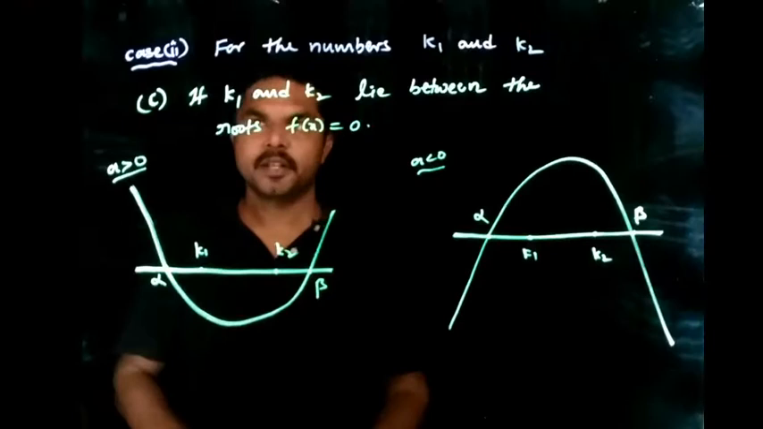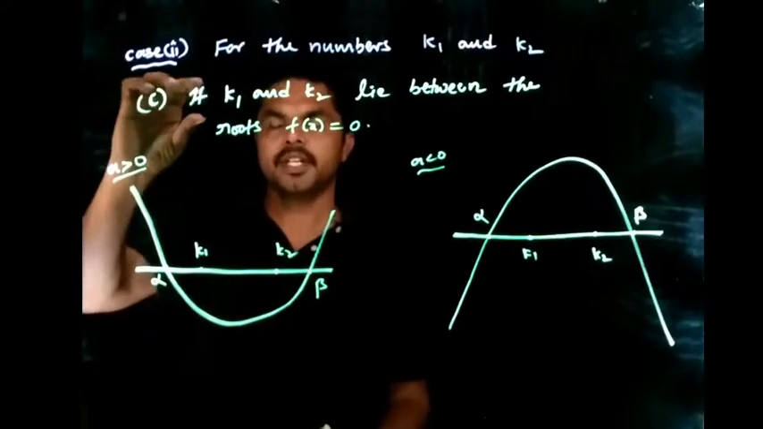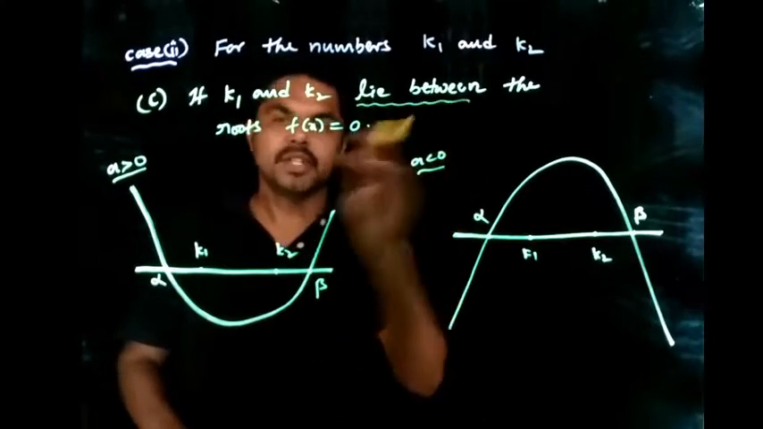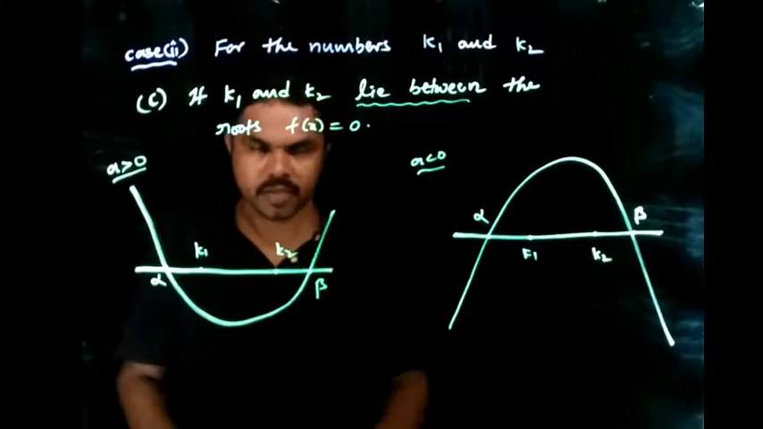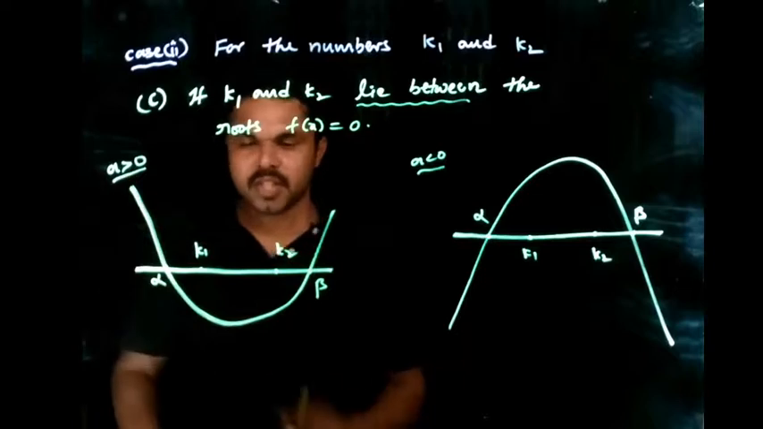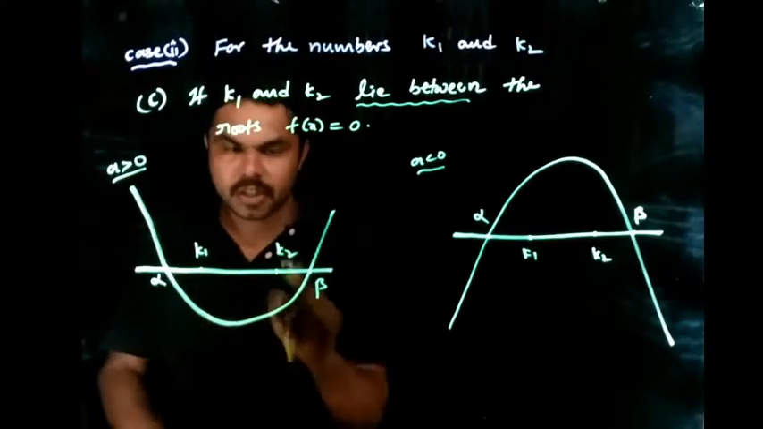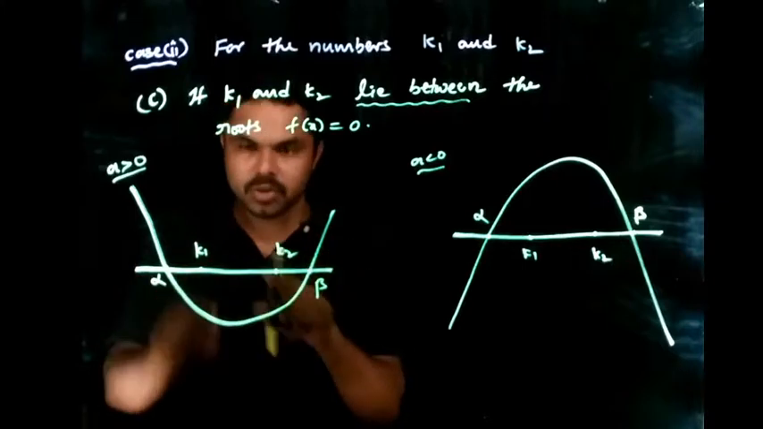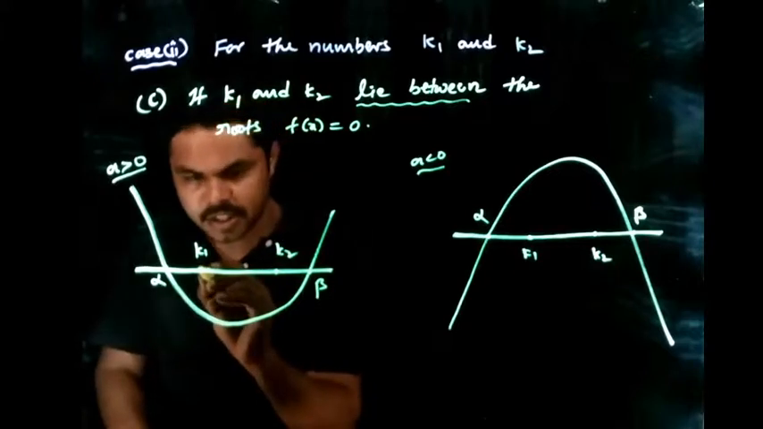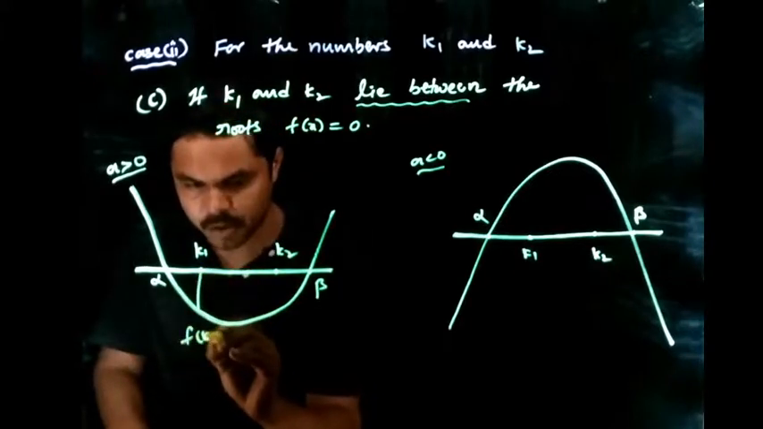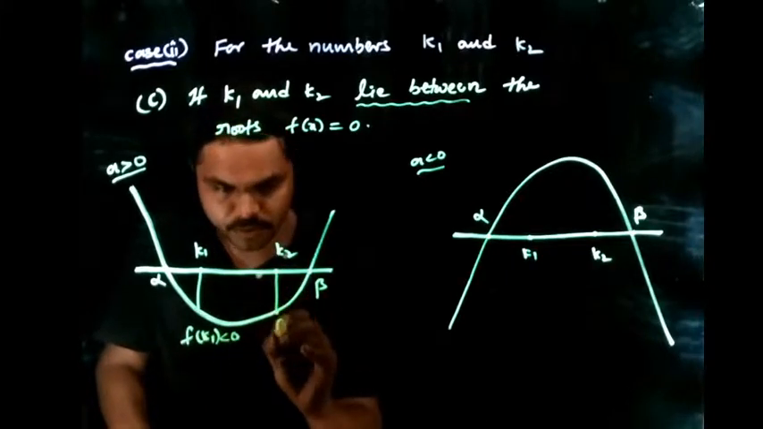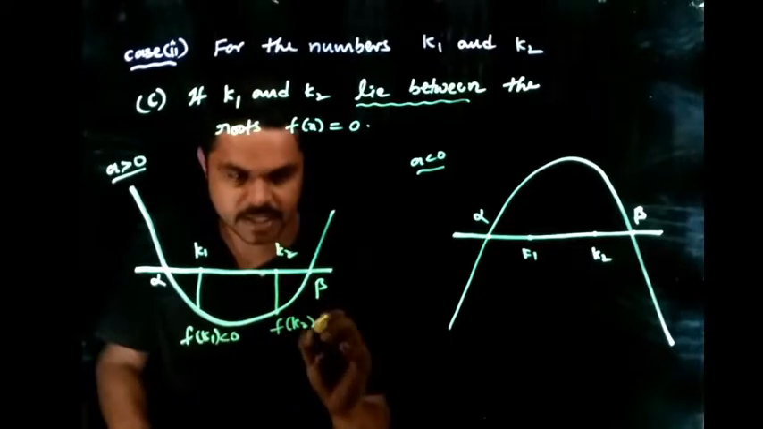Come to third point in the case 2. Here the statement is if k1 and k2 lie between the roots alpha beta of f of x equal to 0. Come to the graph. First a greater than 0 case. In this situation, here I took two roots alpha and beta in two different positions. In between the roots, I took k1 k2 as two different values. If you take k1 here, this will be the f of k1. It is below the x-axis. This is less than 0. And if you take k2 here, the f of k2 will be here, and it is also below the x-axis. It is less than 0.